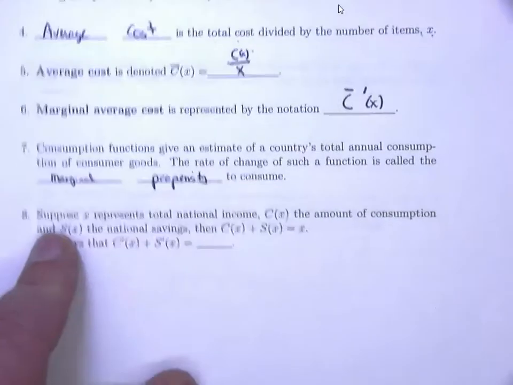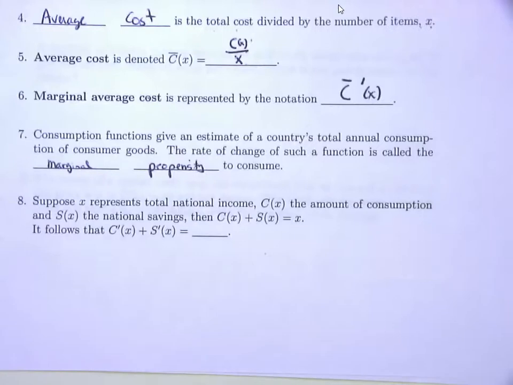Now, number 8, here we go. More terminology for you guys. Suppose X represents the total national income. So now we're talking about business on a national level. C of X is the amount of consumption, and S of X is the national savings. Then C of X plus S of X is equal to X. Let me explain.